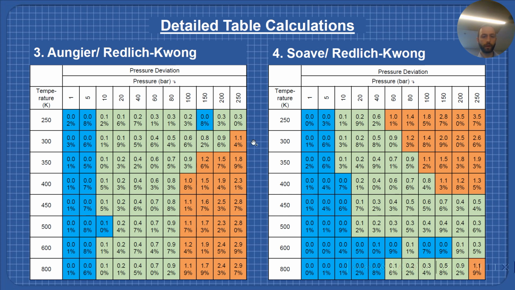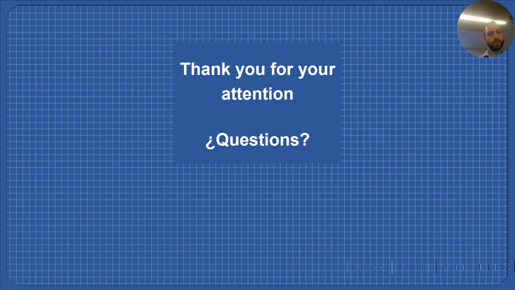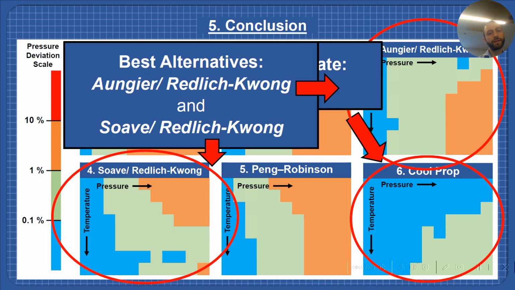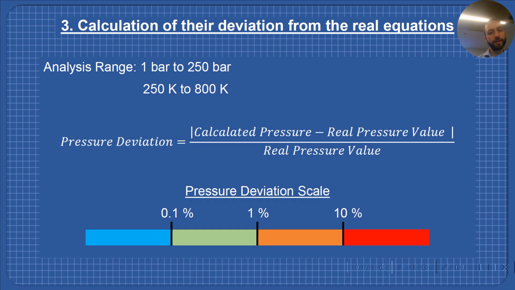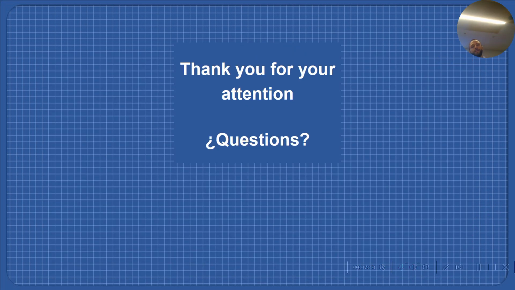So you can see here, these two models have a common area of low precision, but you can say it's not so bad, as in the worst case scenario you have a 2% deviation. So maybe, depending on the application, this deviation may be acceptable. So that were the conclusions. Let me see if I forgot something. No? Okay, thank you for your attention.